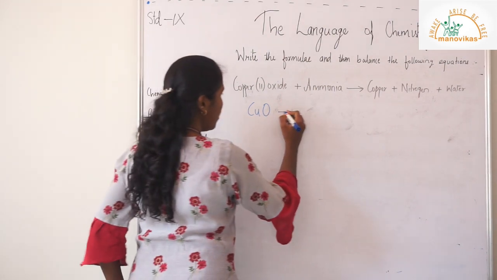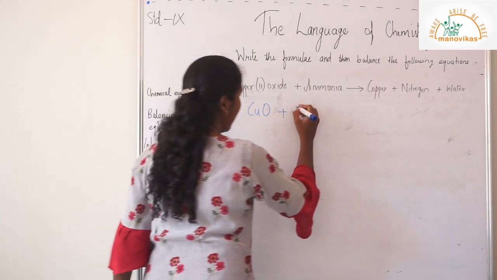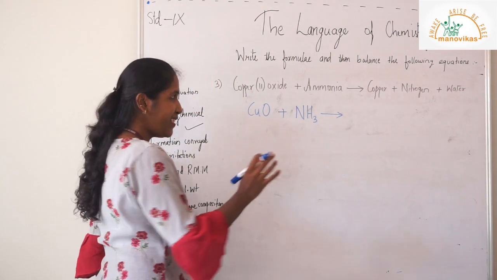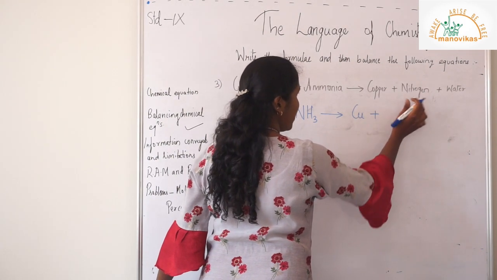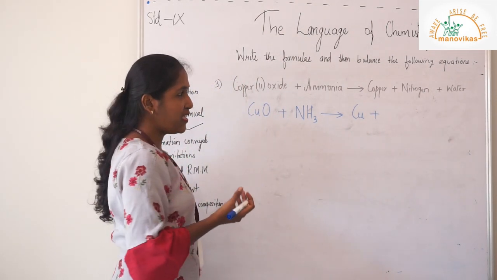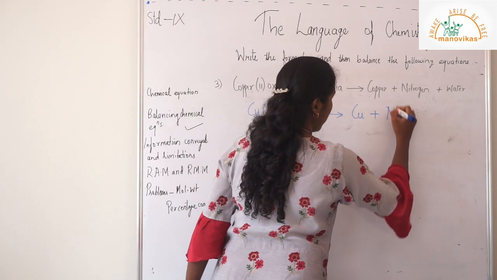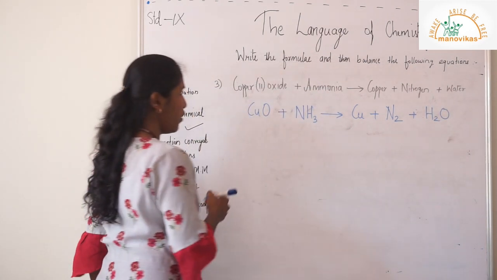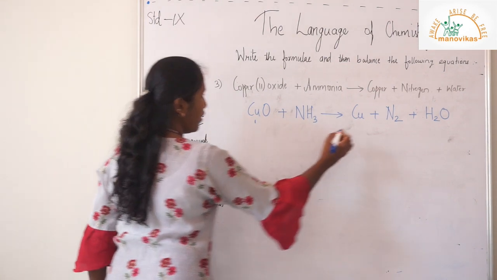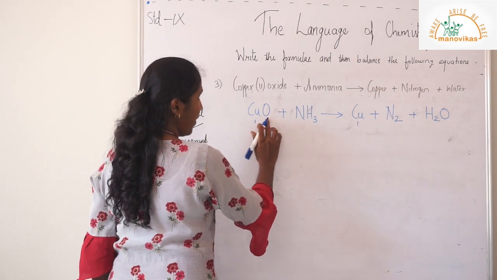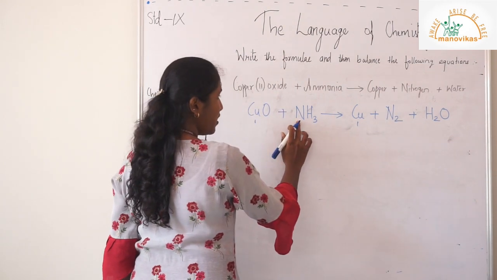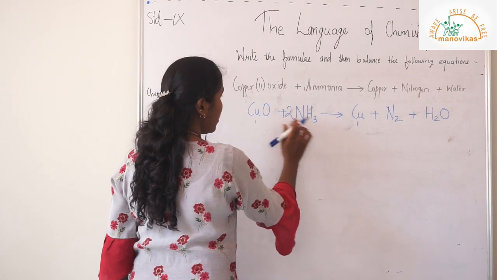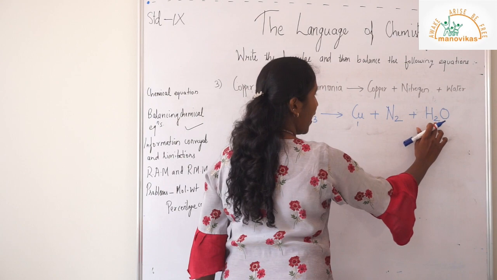Okay. Now ammonia, we know the formula. It is NH3. Correct. So NH3, you will get copper. So it will be Cu plus nitrogen. We have studied nitrogen is a diatomic molecule, so it will be N2 plus water, that is H2O. So let's check balancing. Copper here is 1, here also it is 1. Oxygen is 1, here also it is 1. Nitrogen is 1, nitrogen over here is 2, so I put 2. So hydrogen becomes 3 2s are 6, and over here hydrogen is 2.